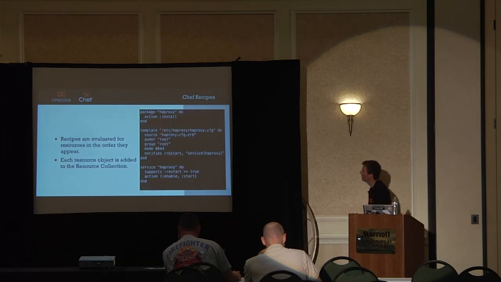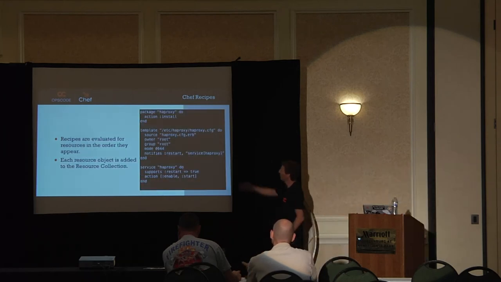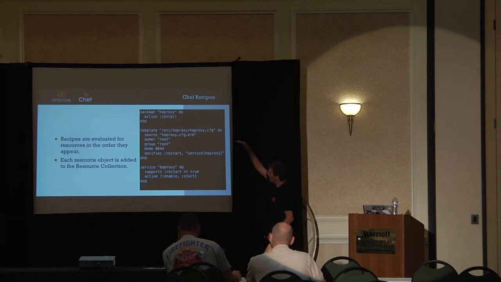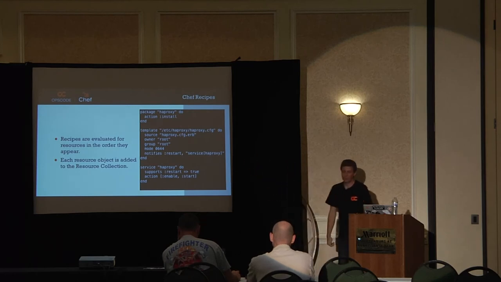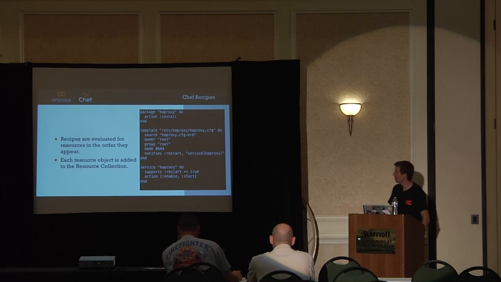Recipes are evaluated in the order they appear. So it's pretty simple as you're writing your code. It's going to happen just like normal code when you're writing any other language. The package is going to be installed first, the template's going to be rendered, and then the service is going to be enabled and started. Each resource object is added to the resource collection at runtime, and that's how Chef actually does the work of evaluating what it should do.